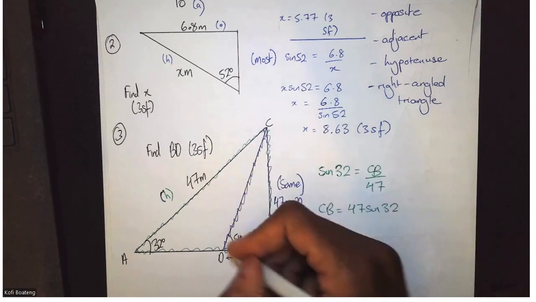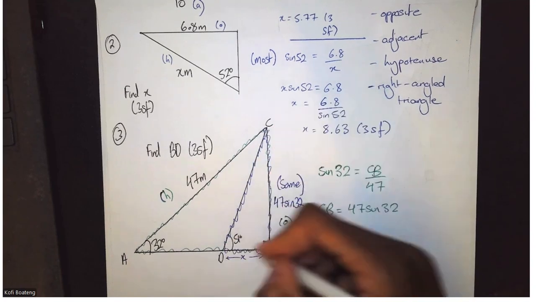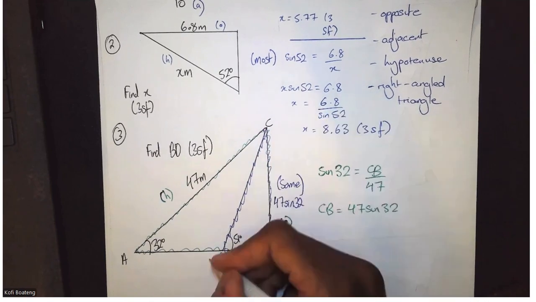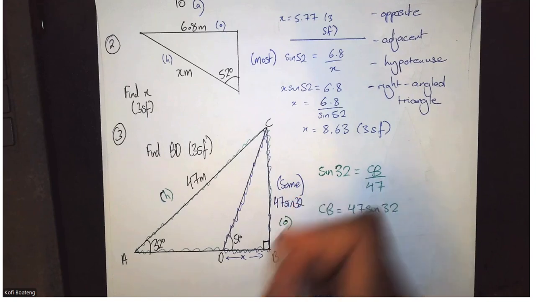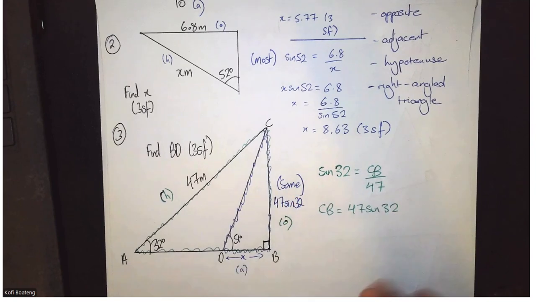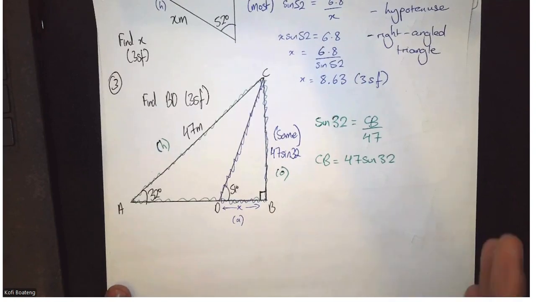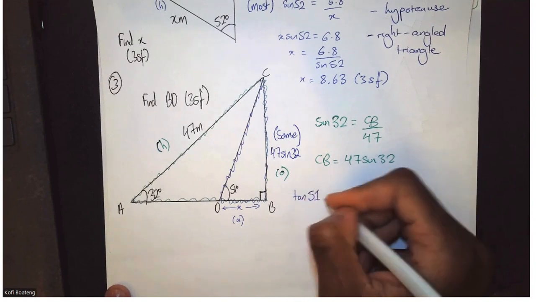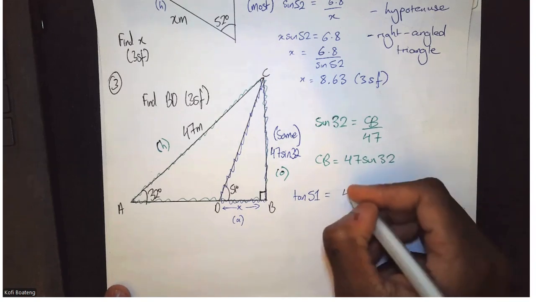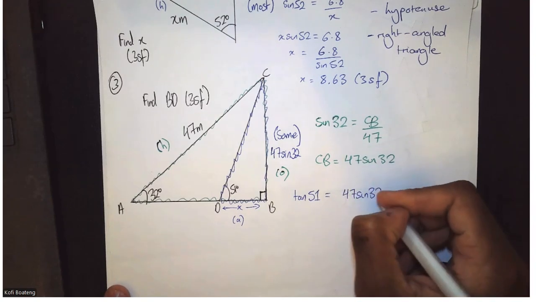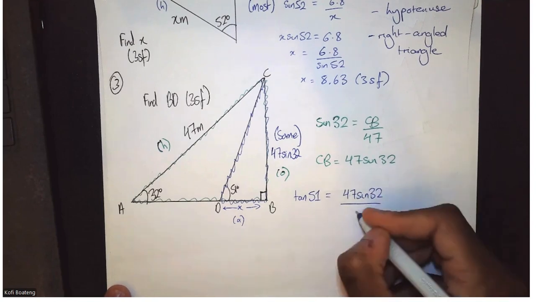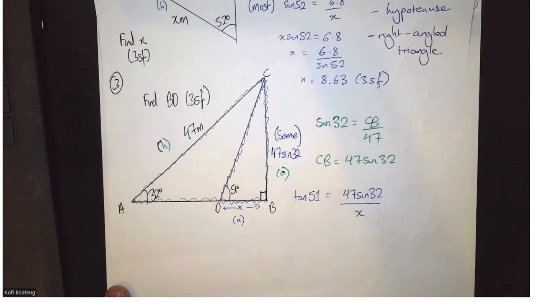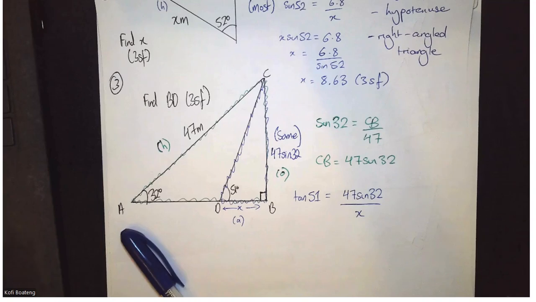So if I label in relation to this internal right angle triangle, this is still the opposite and x is the adjacent. So we need to use opposite and adjacent. So that's tan. So tan of 51 is equal to the opposite, which is 47 sine 32, divided by the adjacent, which is x. So you can pause and I'm going to show you how to do this on a calculator.